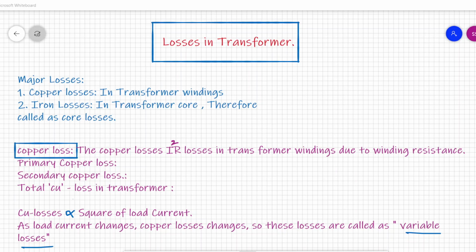Hello students, so far we have discussed the constructional features of a transformer. Now let us try to understand losses in a transformer. Mainly we have a core in a transformer which is made of a magnetic material, namely CRGO steel. By default, steel is a metal which allows current to flow through it, right?